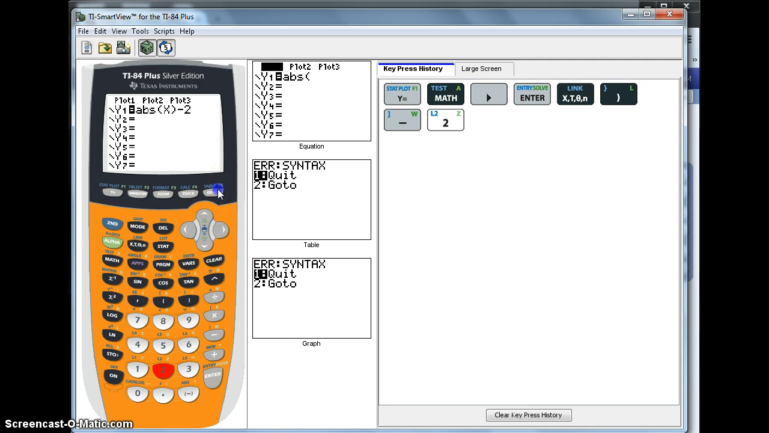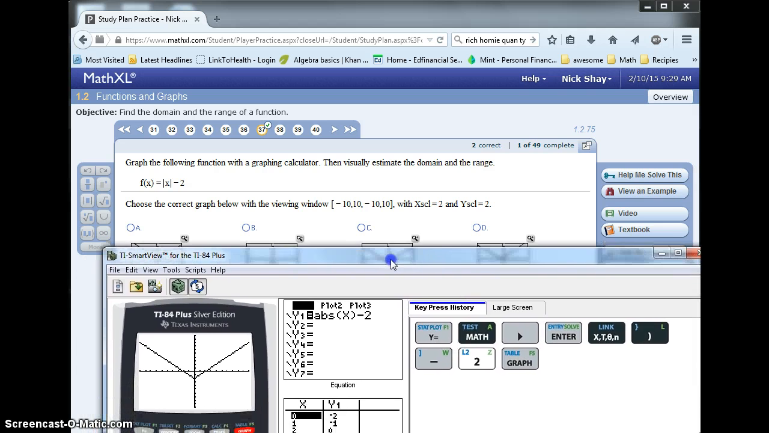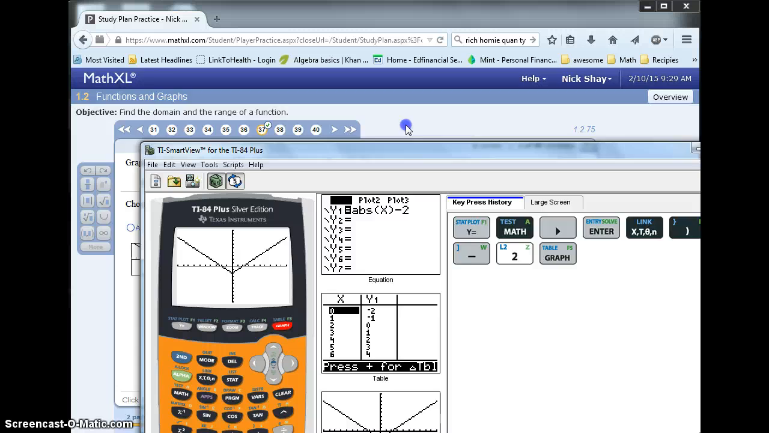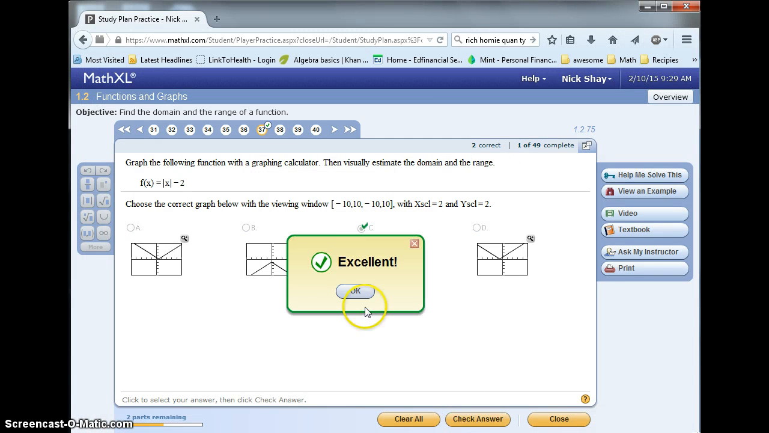So after we do that, we're going to hit graph, and I'm just going to scroll down. You can see that choice C is the one that matches up, right? You see how that's similar? So I'm going to go ahead and pick choice C, check answer, cool.